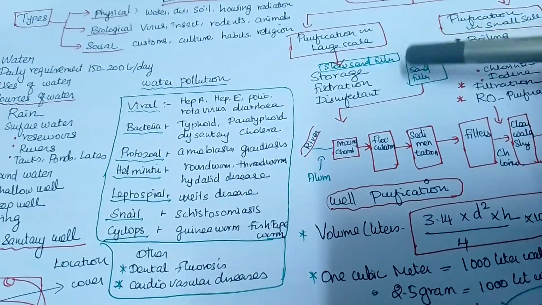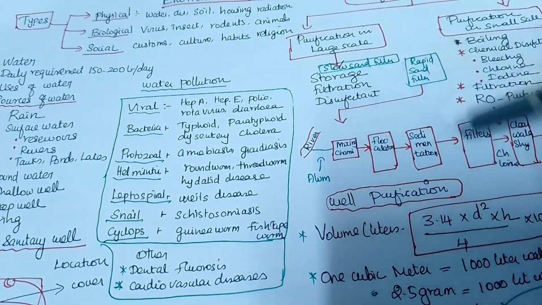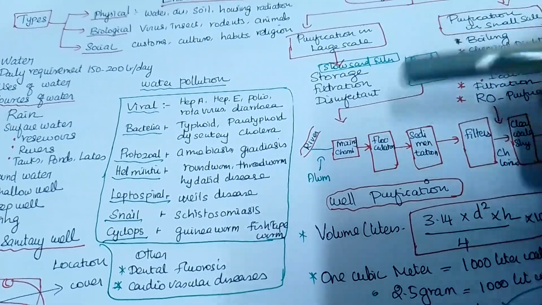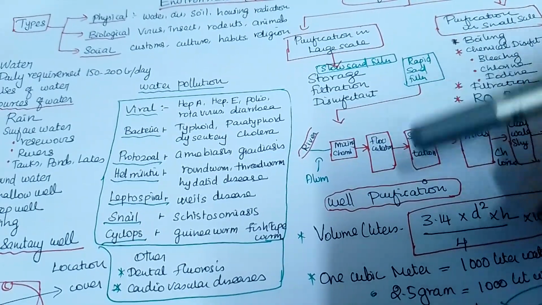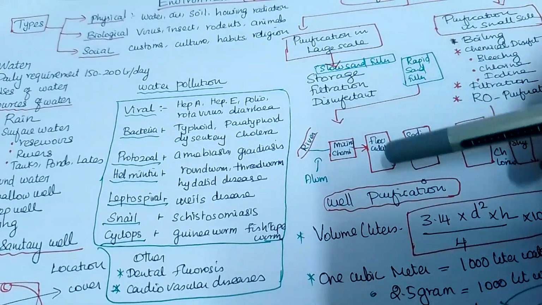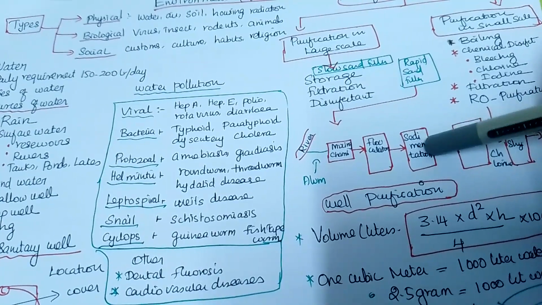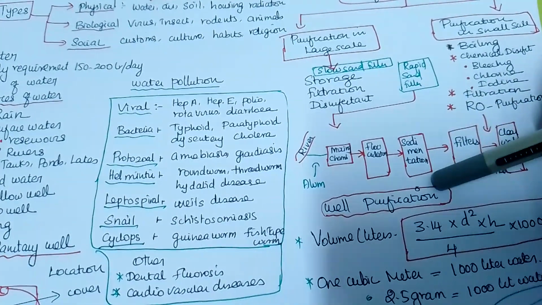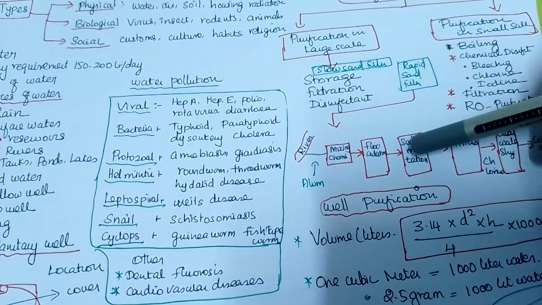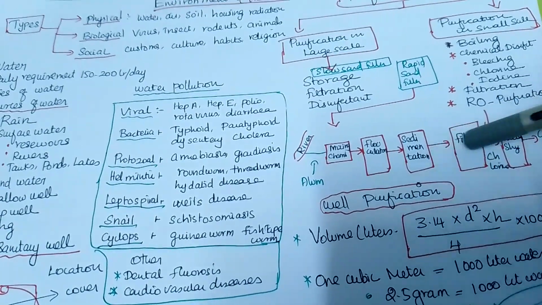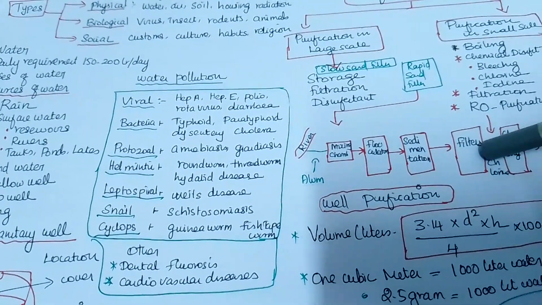So in this mixing chamber itself, while mixing, mostly sedimentation happens, and some will be floating. In the flocculation chamber, 80 to 90% of all the sediments will settle down. Once the sediments settle down, the water will go to the filters. This is called the mechanical filter.